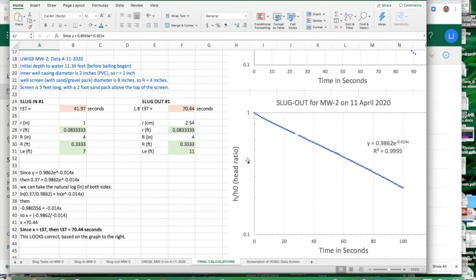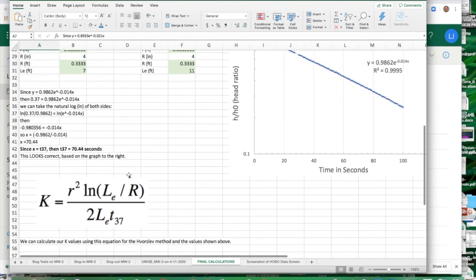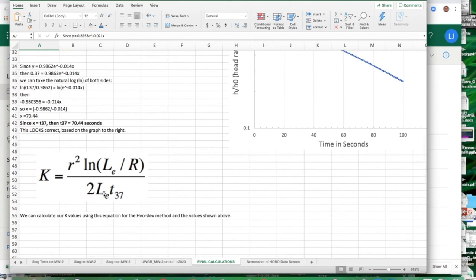It's a little bit different, but all of these pieces of information highlighted here are the ones you need. So what you can do is take this equation for calculating K using the Hvorslev method, plug in the T37 for each of these two cases, plug in the L sub E, which is 7 feet, the radius of the well, and the radius of the well screen plus the sand pack. They're all given to you above, and you can calculate K. What I'd like you to do is calculate the K for slug in and for slug out, compare the two, maybe determine an average, and then compare these values with what you calculated last week using the bail down method for both of those wells, especially compare monitoring well 2, the same data.